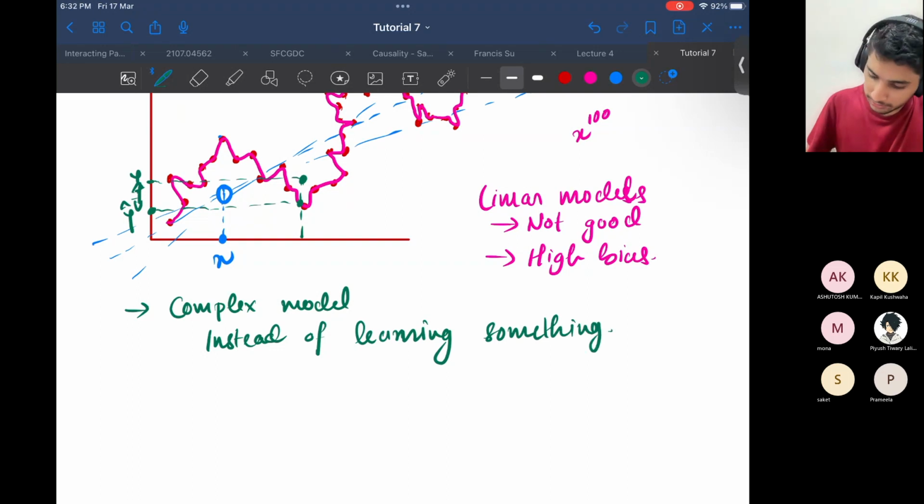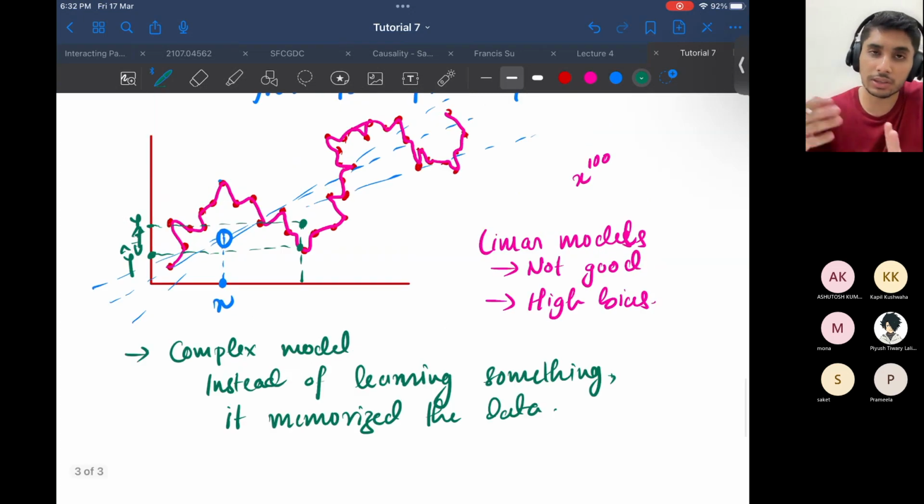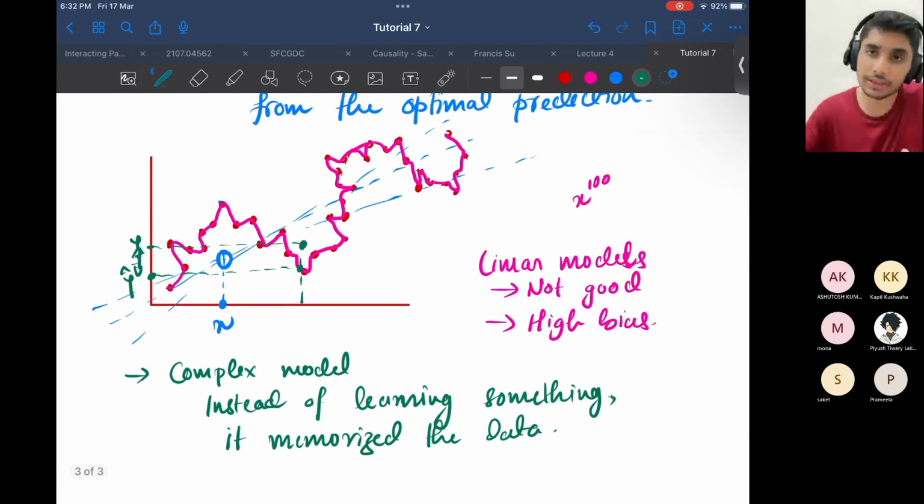What it actually did was it memorized the data. Okay, so this is again not good, right? I mean, you want to learn something from data. You don't want to memorize the data. If you had to memorize the data, machine learning and all those things would not be required. You can just make a hash table or something like that and be done with it.